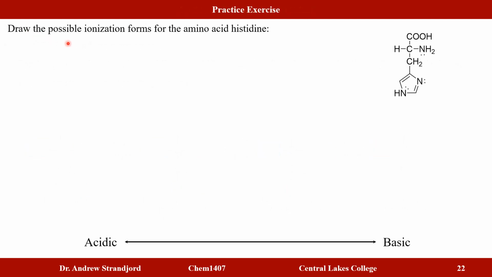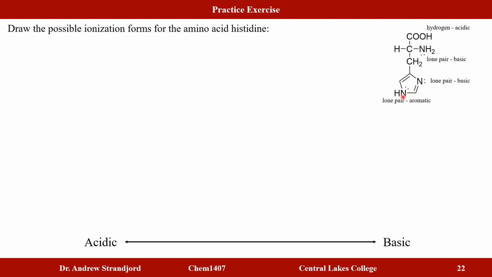Let's now do a practice exercise where we draw the possible ionized forms of the amino acid histidine. This is actually a structural diagram of that. I have my alpha carbon, I have my carboxylic acid group, I have my amino group, and this is my side chain. Let's first identify the acidic and basic groups. Up here, my hydrogen on my carboxylic acid is acidic. My lone pair of electrons on my amino group is basic. This lone pair of electrons on my amino group is basic.